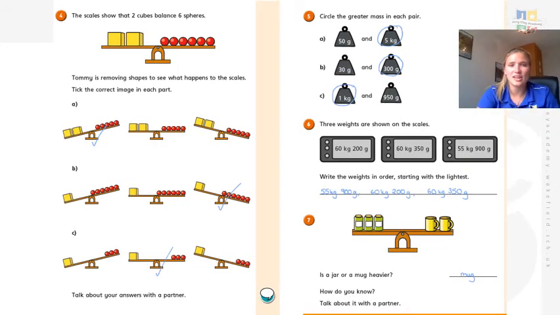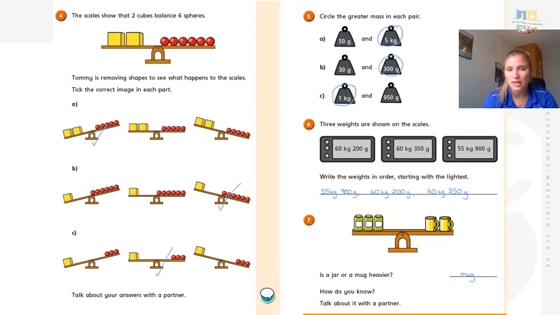So for the next question, it is quite a challenge, this one, because you had to really understand it. It was quite complicated. So Tommy is saying that 2 cubes is the same and balances 6 spheres. So Tommy is going to remove some shapes to see what happens to the scales. So if we look at part A, we can see that 2 cubes are going to be heavier than 5 spheres because 2 cubes were the same as 6 spheres.